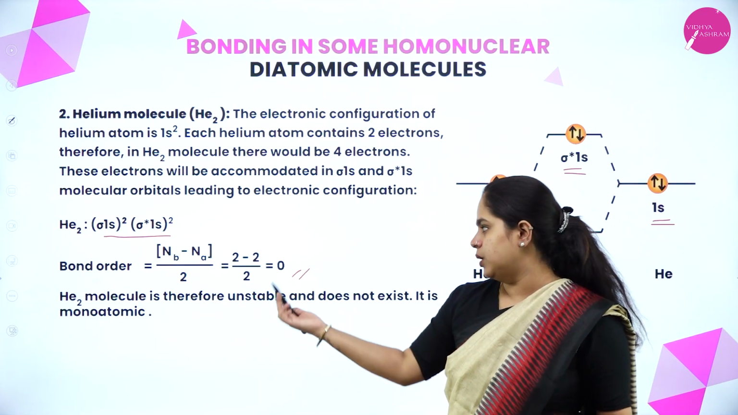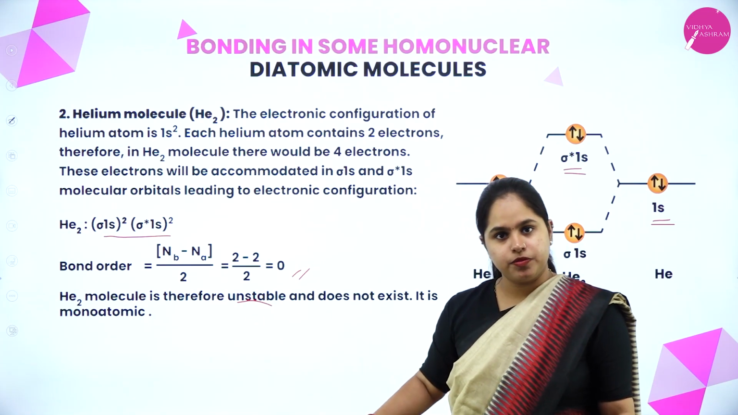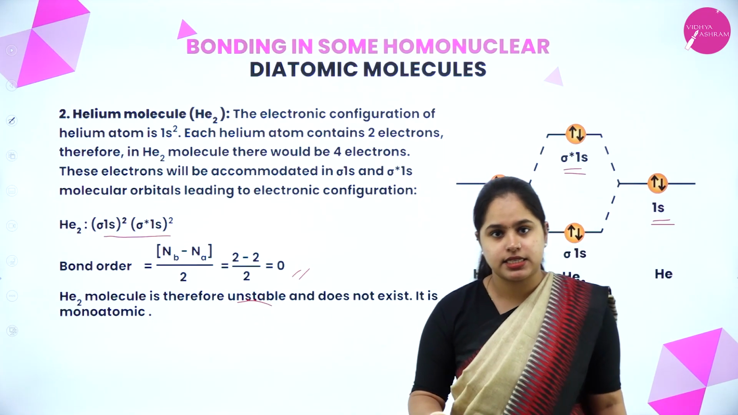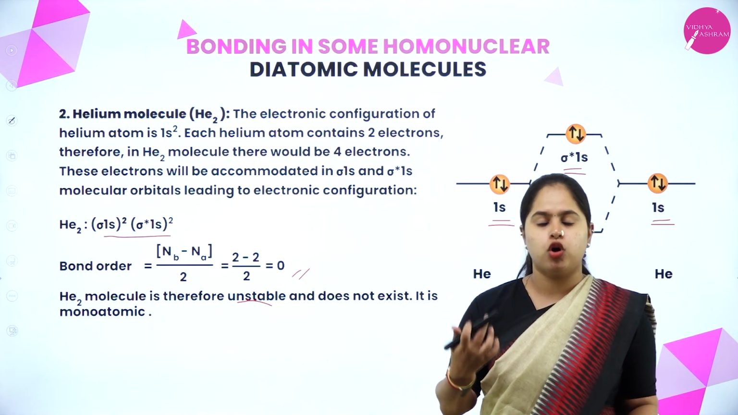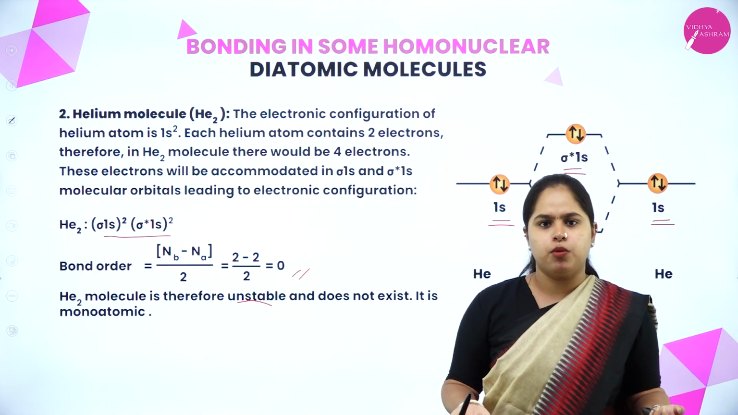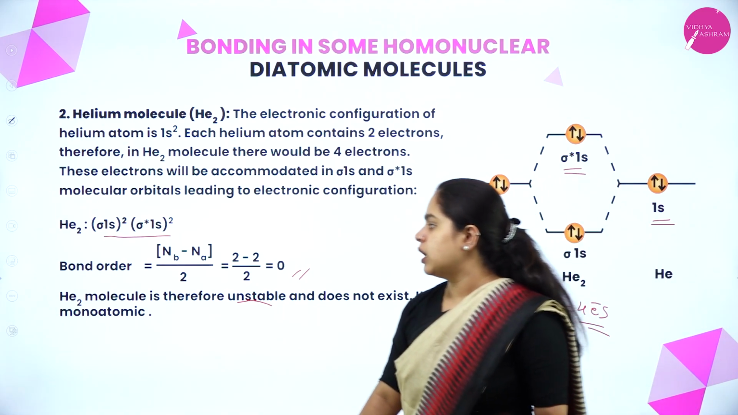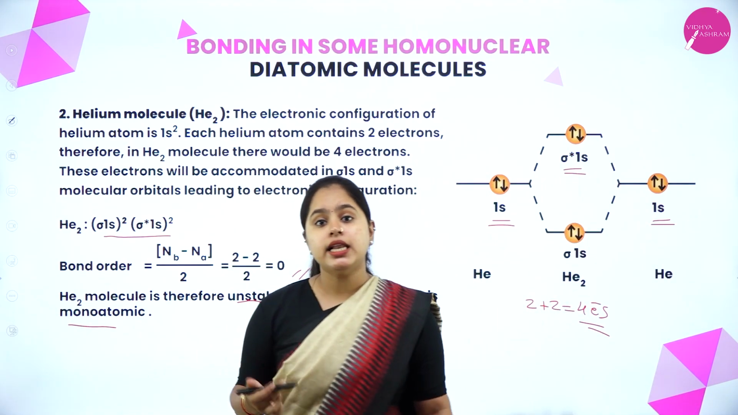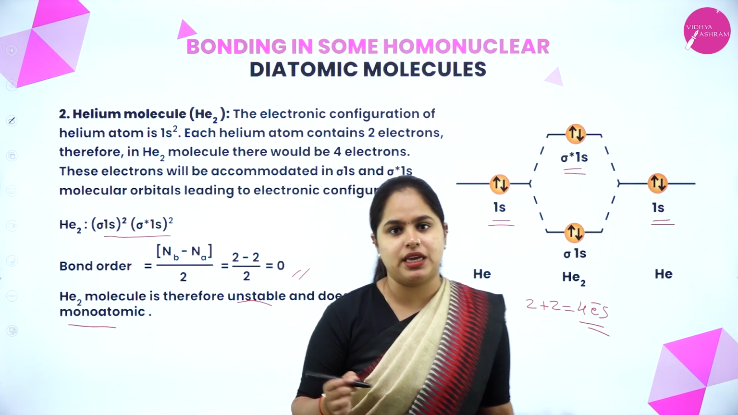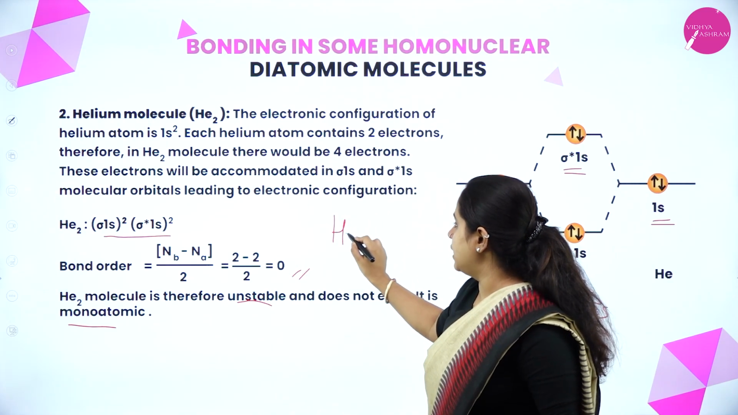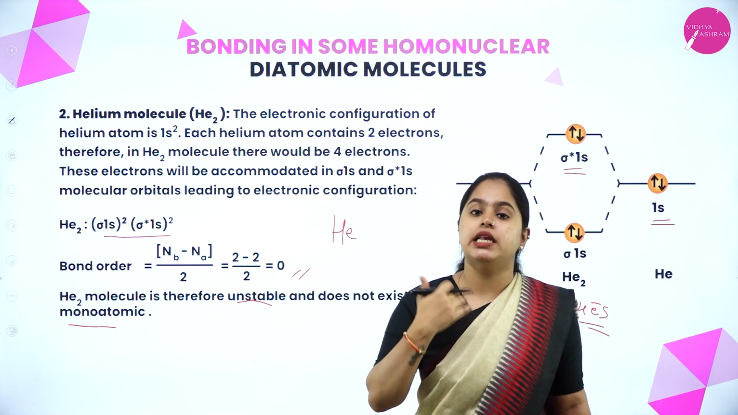That means the molecule is unstable. So the molecule doesn't exist. If the bond order is 0, it doesn't form any bonds. So that means the molecule is not existing, and it is monoatomic. So helium exists as monoatomic. It can exist as a helium atom, but it can't exist as a helium molecule.